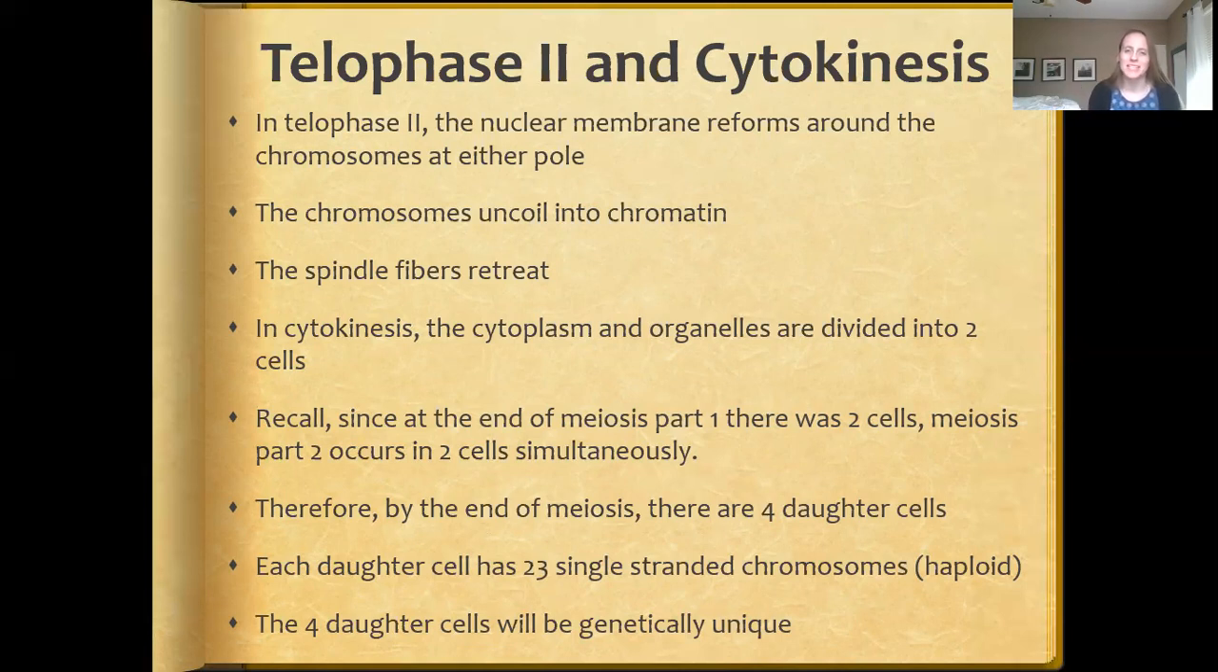And then with cytokinesis, the cytoplasm and everything will divide, and you'll have 2 new cells. So at the end of the first part of meiosis, you got 2 daughter cells. Each of those 2 then go through part 2, and each of those produce 2 more daughter cells. So in the end, you end up with 4 daughter cells. Each one will be genetically unique to each other, and each one will be haploid. And by the end of this, they'll also all be single-stranded, because in part 2, we separated the sister chromatids.